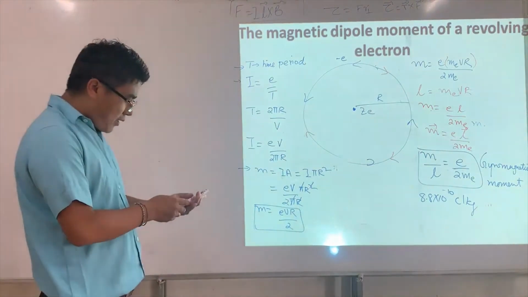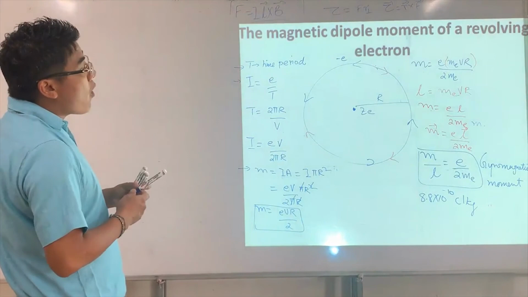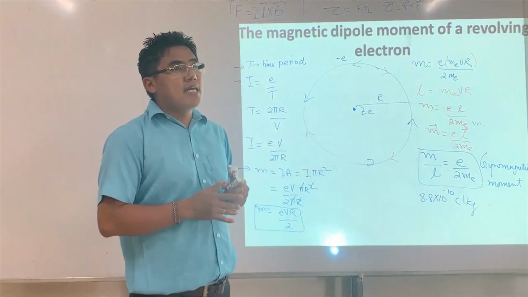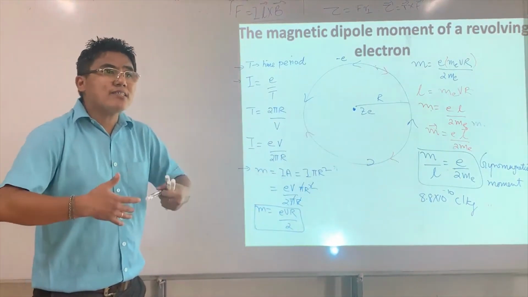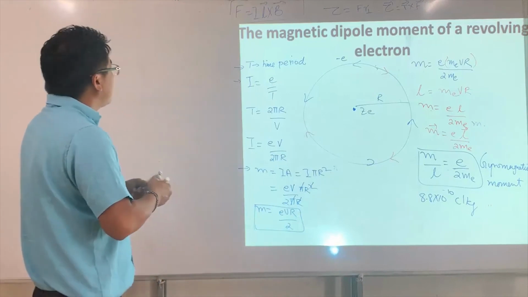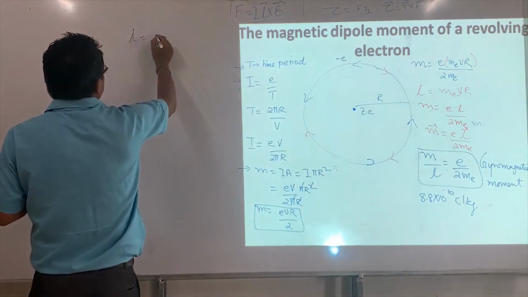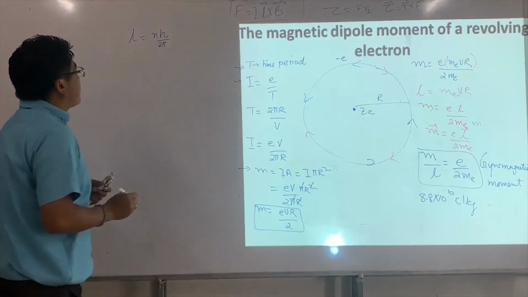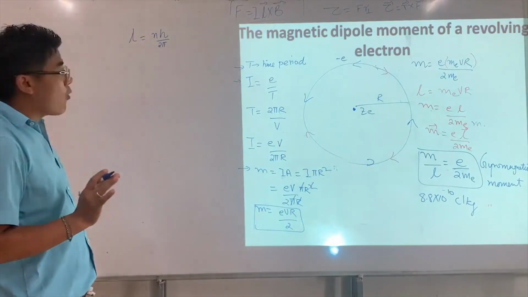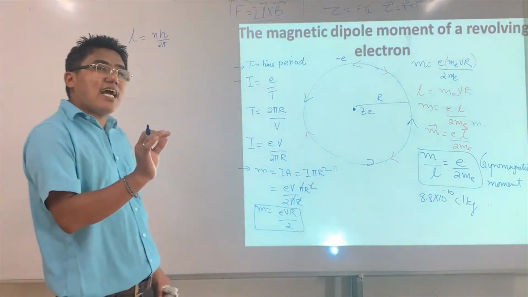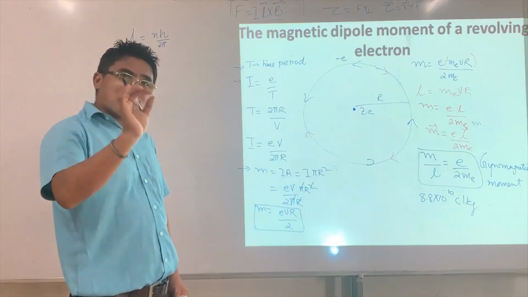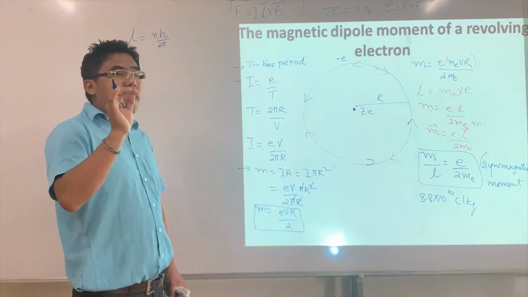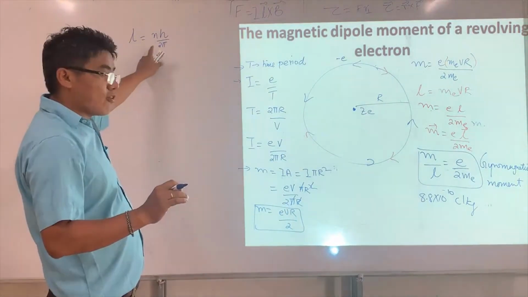Again, I would like to bring one more concept, that is Bohr. Bohr says that the electron doesn't take arbitrary orbits. The electron takes only specific orbits. And what about that orbit? He said that angular momentum is always equal to an integral multiple of h by 2 pi. This is the Bohr postulate. So Bohr says that the electron always takes orbits having a particular angular momentum.